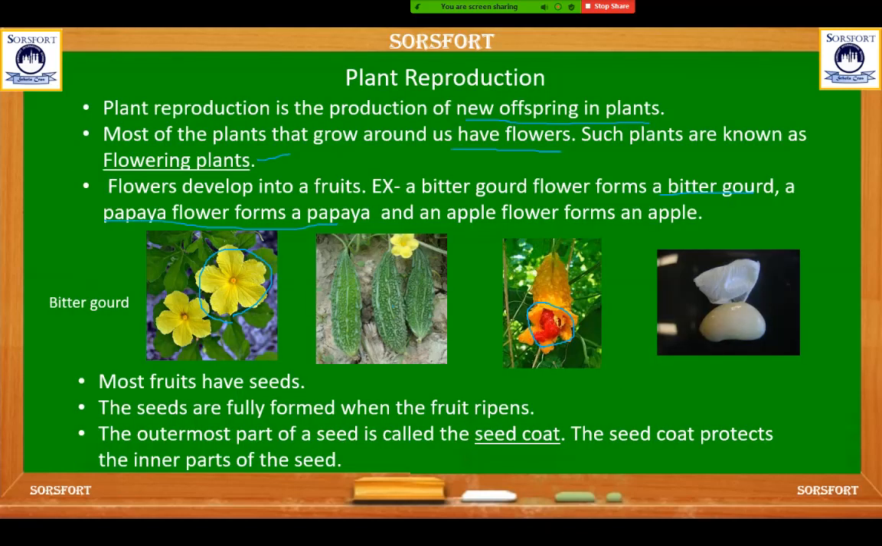Most fruits have seeds. The seeds are fully formed when the fruit ripens. The outermost part of the seed is called the seed coat. So what is the seed coat? The outermost part of the seed. What is the function of the seed coat? It protects the inner part of the seed.